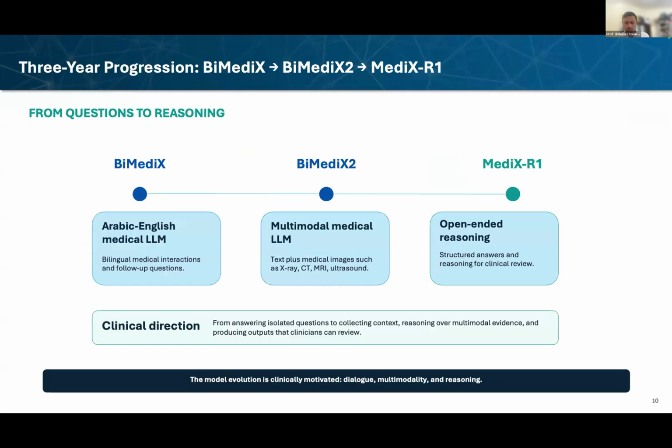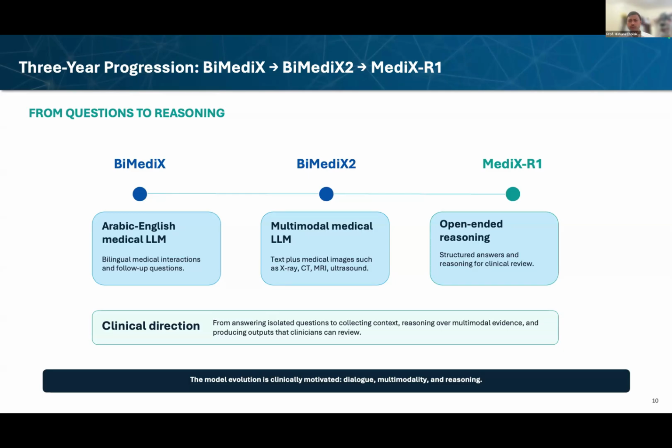So with this objective, for the last 3 years now, we are working on building healthcare foundation models with Arabic and English capability. First, in the year 2023, we built a model called Biomedics, which is basically an Arabic-English bilingual medical LLM, large language model, that has only text interaction capabilities. Later we extended it to a multimodal LLM that can also understand different medical image scans, like radiology data, including X-ray, MRI, and CT. It can interpret the data and answer user queries related to such data.